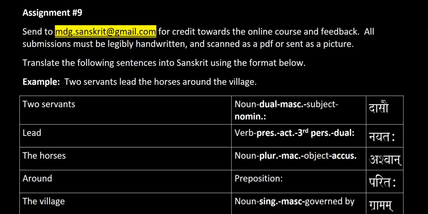Please send this assignment to mdg.sanskrit@gmail.com for credit towards the online course and feedback. All submissions must be legibly handwritten and scanned as a PDF or sent as a picture. Translate the following sentences into Sanskrit using the format below.